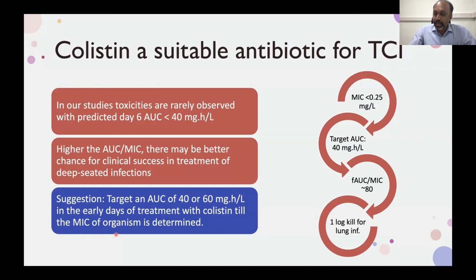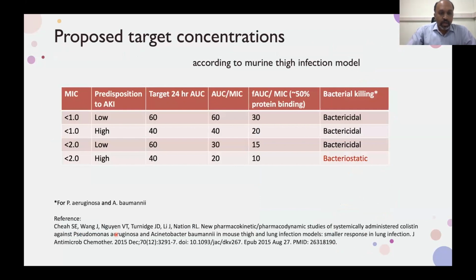So we suggest to target an AUC of 40 to 60 in the early days of treatment with colistin, at least till the MIC of the organism is determined. So we propose colistin target concentrations based on the findings of the study of Chia et al. and based on the genetic predisposition study, which is under review. We propose a target AUC of 40, and for those with low predisposition, we propose a target AUC of 60 milligram per liter.